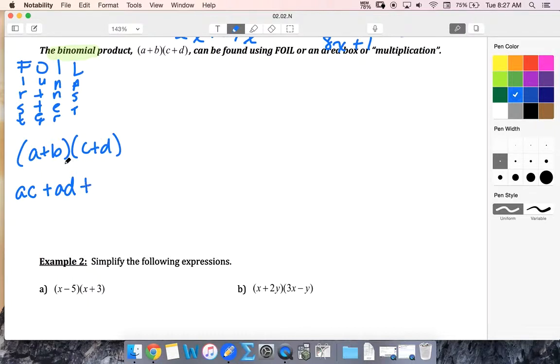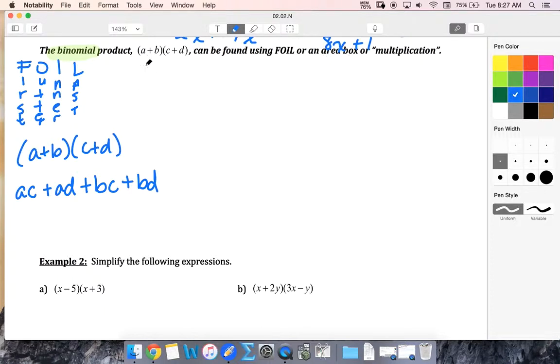And then I've got to look at my B and multiply it by C and D. So B times C, those are my inner terms. And B times D, those are my last terms. So that's multiplying using FOIL. Another way to think of it is with area.